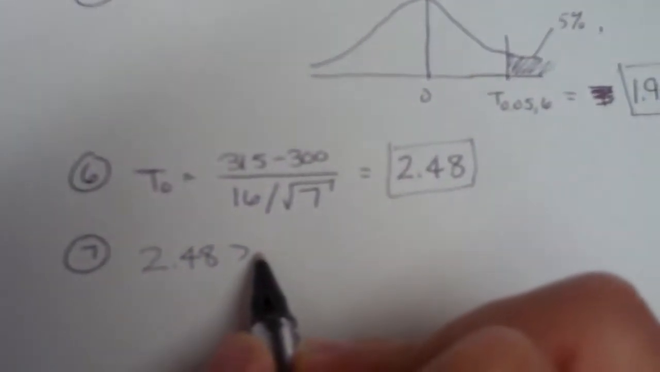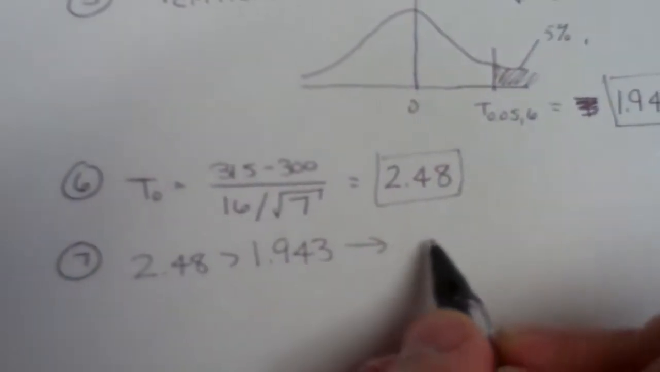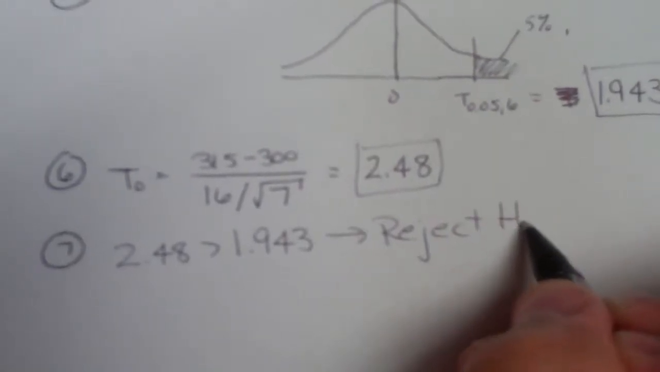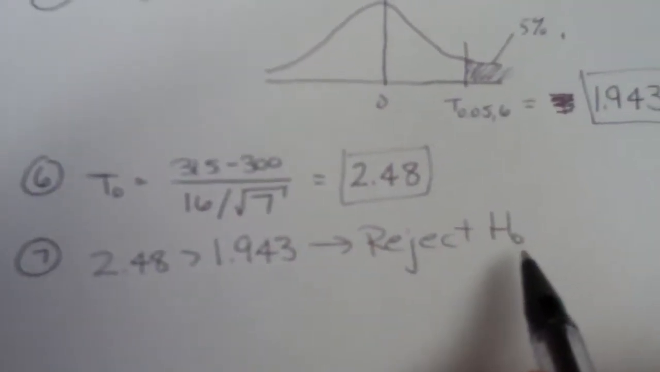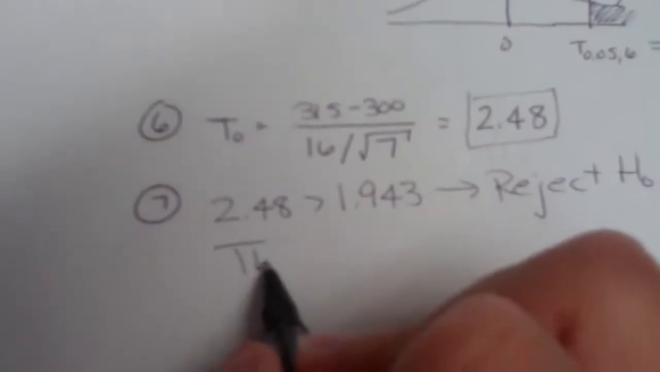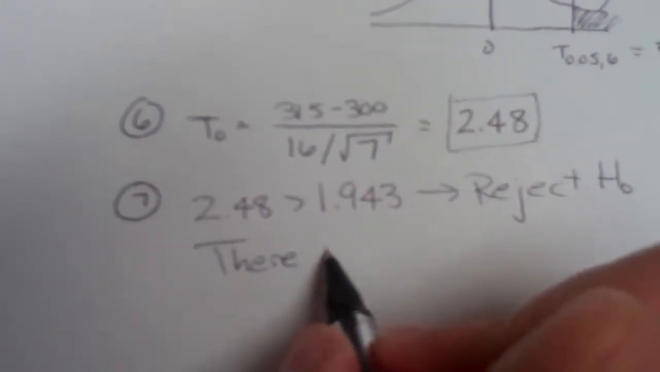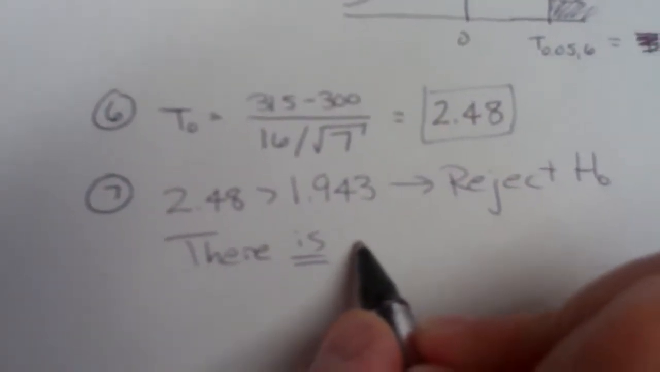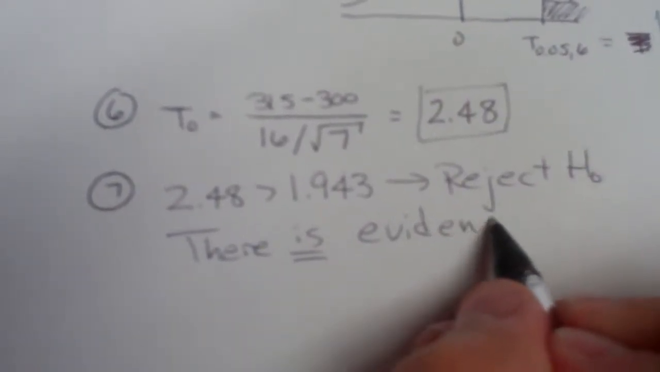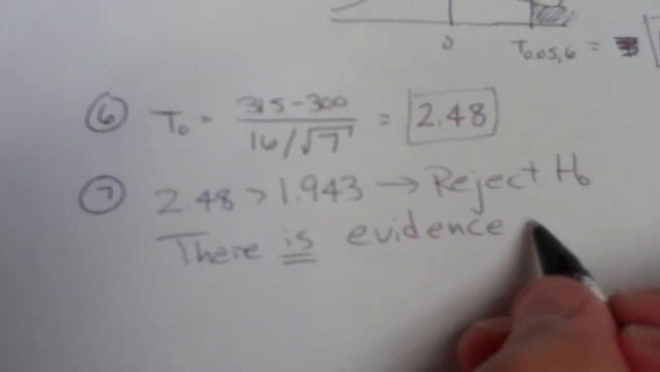because 2.48 falls above our critical value, we reject our null hypothesis. We have enough evidence that we believe that this is not true. And so we can say, therefore, because of the results of our sample, we do have evidence, based on the question, that leg strength exceeds 300 watts.